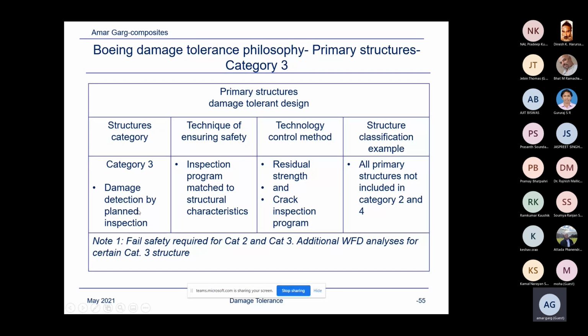Now what we are talking of is something hidden, like suppose you have a stiffener to skin joint, which you can't see from outside, the crack in the metal. For that, those types of structures are defined as category 3. Once again, the details of this are given in either one of Goranson's papers, the Boeing papers. They have these details.